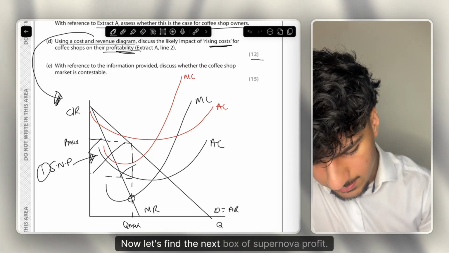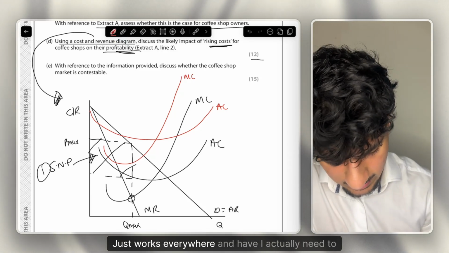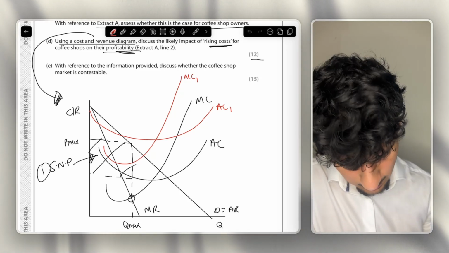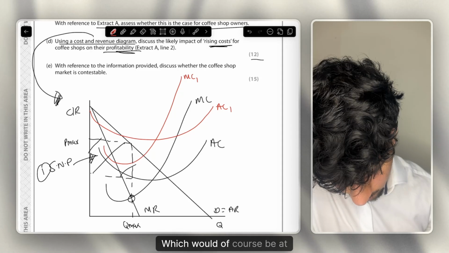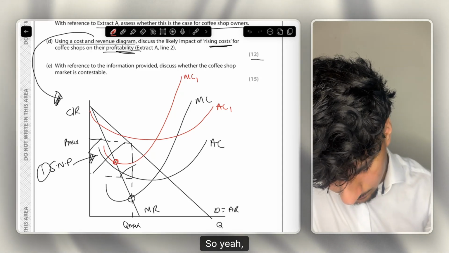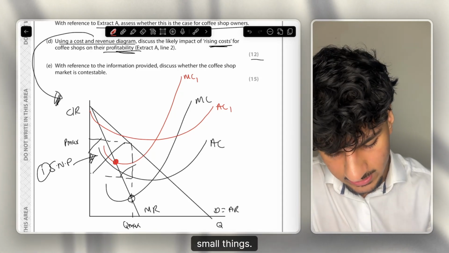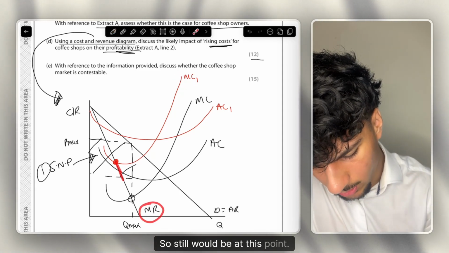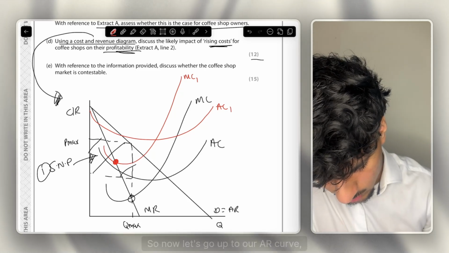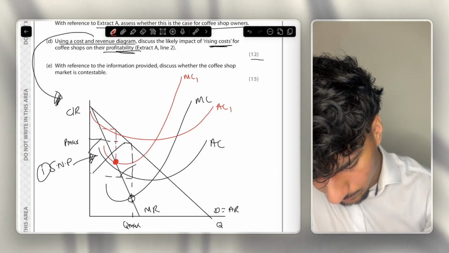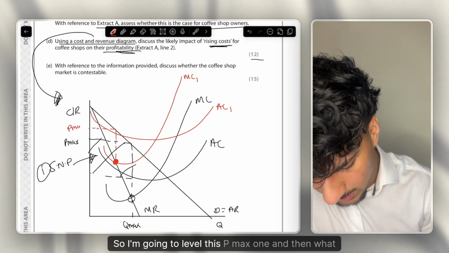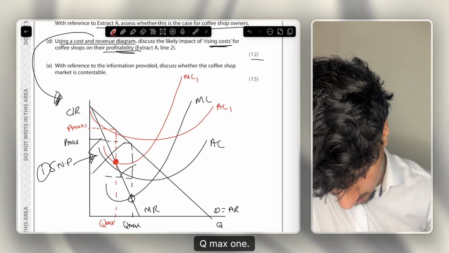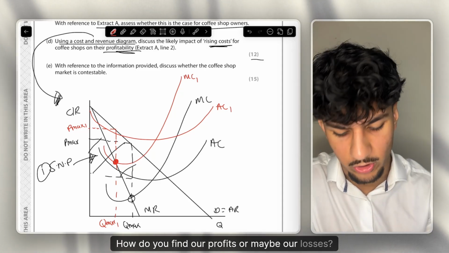Now let's find the next box of supernormal profit. It works the same way, and I actually need to label these correctly. So MC1, AC1. Now where does the firm's profit maximise? Where MC equals MR, which would of course be at this point here. You need to make sure you do not slip up on these small things. MC1 is here, but MR is still here, so it would still be at this point. Now let's go up to our AR curve, which is here, and then go left. So this is now our price. I'm going to label this PMAX1, and then let's label this QMAX1. How do you find our profits, or maybe our losses, in this scenario?